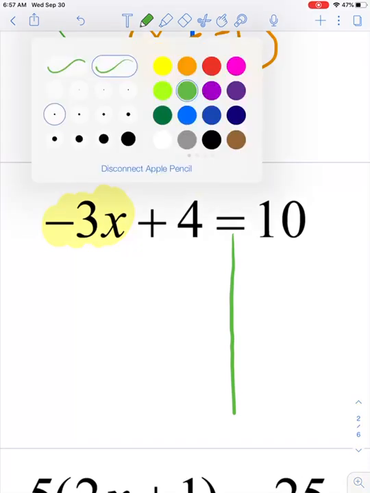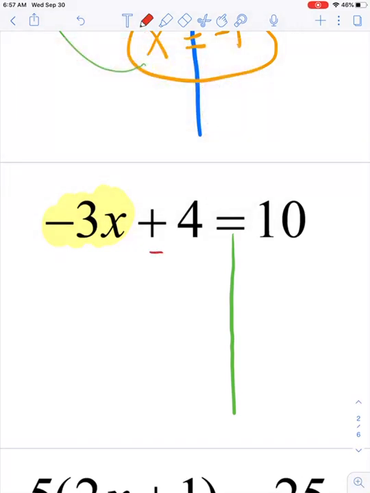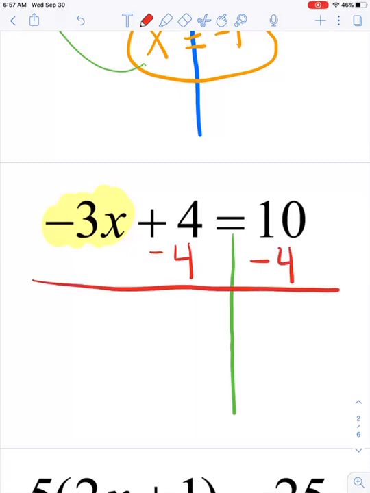So the opposite of adding 4 is to subtract 4. Again, what I do to one side, I have to do to both. That's why I draw that line down from the equal sign, because it keeps my two sides balanced. When I do that, the 4s go away, because it just ends up being 0. So I'm left with negative 3x is equal to 10 minus 4, which is 6.